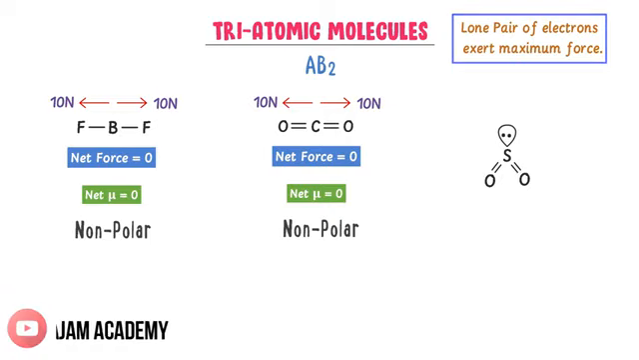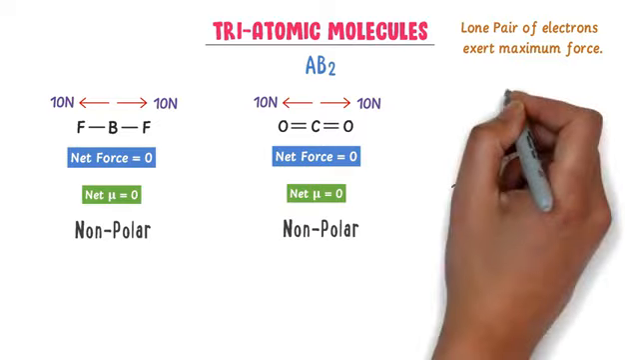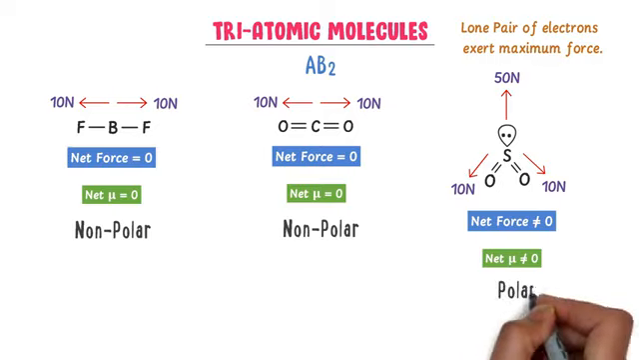For instance, oxygen atom being more electronegative exert 10 Newton force in this direction. This oxygen atom also exert 10 Newton force in this direction. On the other hand, lone pair will exert 50 Newton force in this direction. So here the net force is not equal to 0. Thus net dipole moment is not equal to 0. Therefore we say that this is a polar molecule. Thus note it down all these examples.